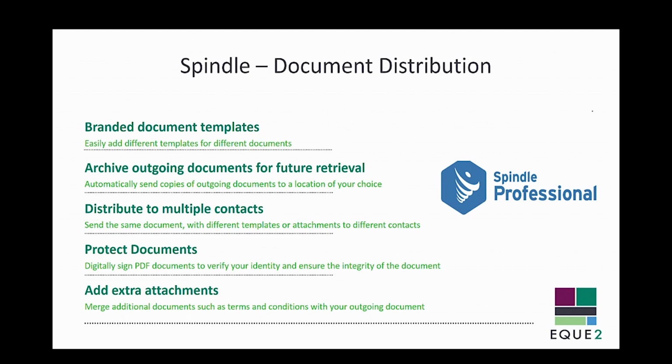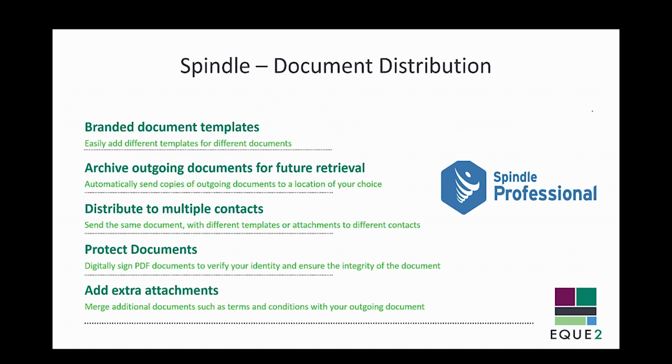It will allow you to protect your outgoing documents, so you can put passwords on, you can digitally sign PDF documents, etc. And you can add extra attachments. So again, if we come back to the purchase order, say if you need to attach terms and conditions to that purchase order. Now traditionally, you would have to add a separate attachment to the outgoing email. Okay, with document distribution, you don't need to do that. What document distribution will do is it will find your terms and conditions document and it will merge it with the purchase order into one PDF file.